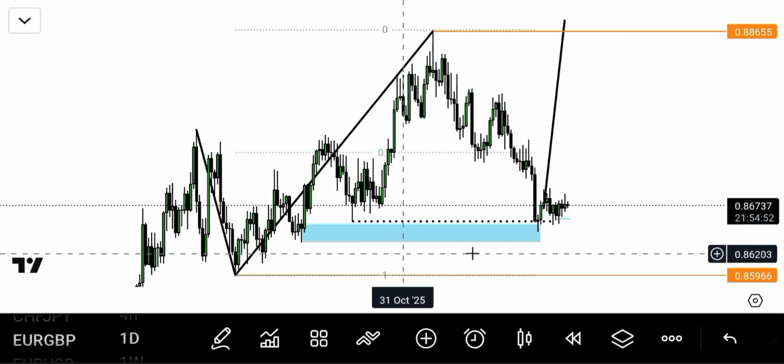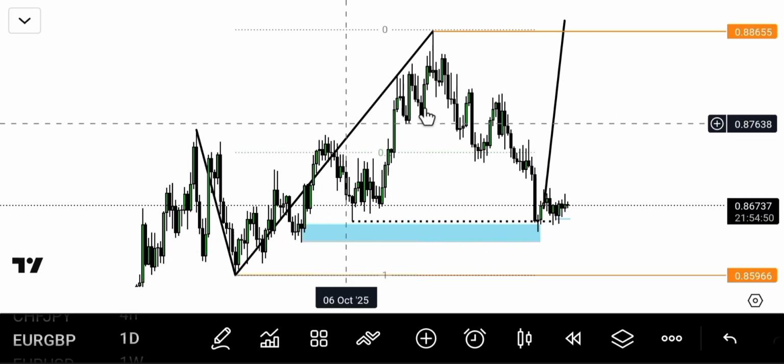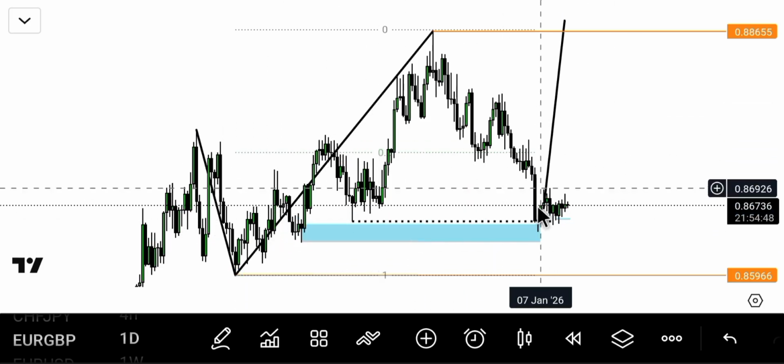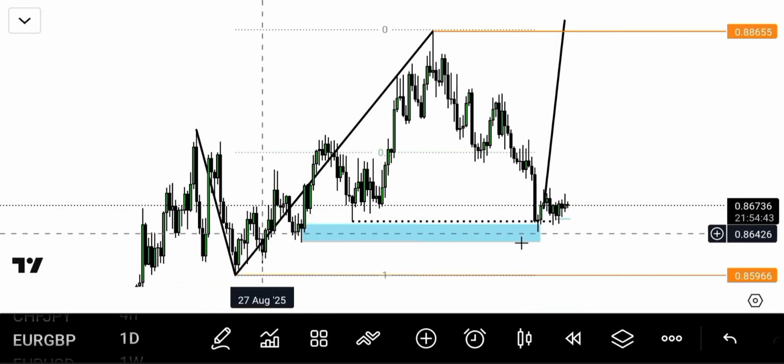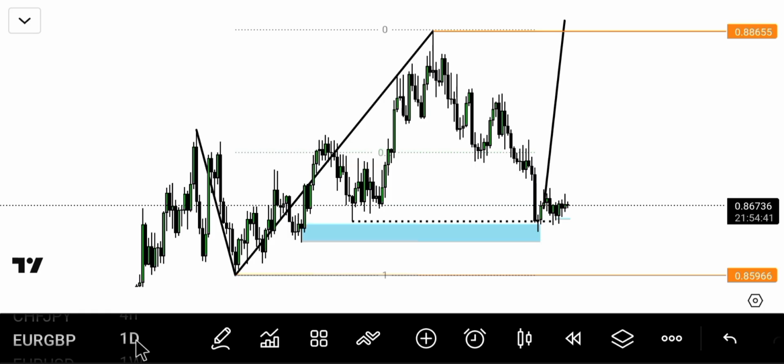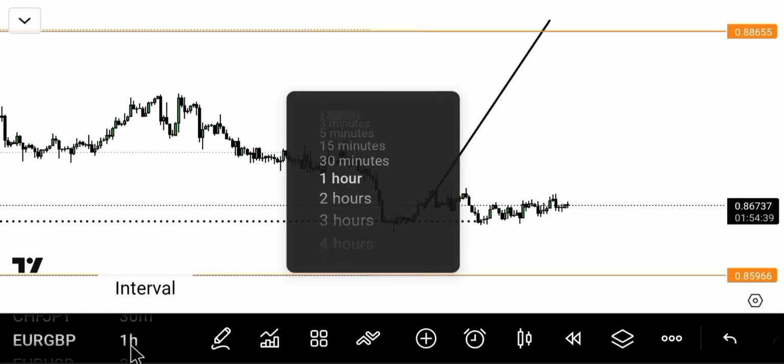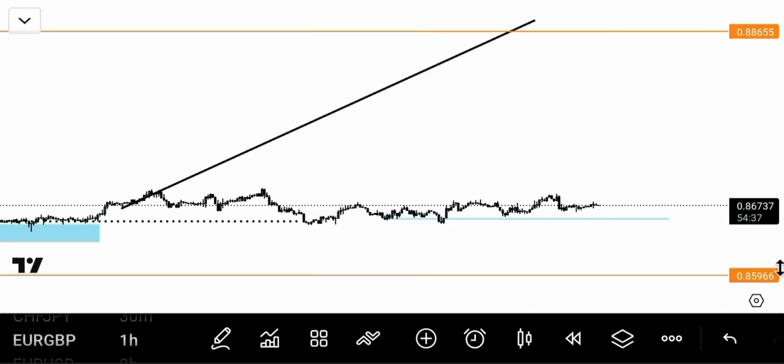Now, you see what price did here. Price finally tapped into our key level, so we are expecting an expansion all the way to this upside. But we are not going to be taking a trade from here because this is a higher time frame. We want to go to the lower time frame now. On the lower time frame, you can see what we are having here.